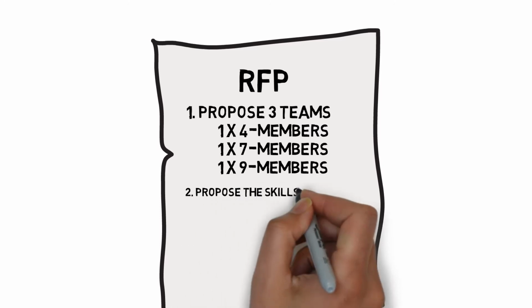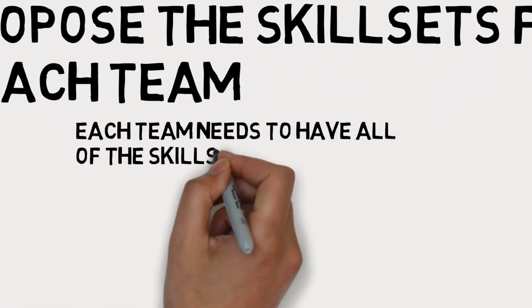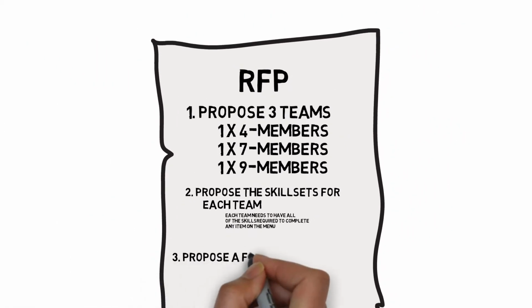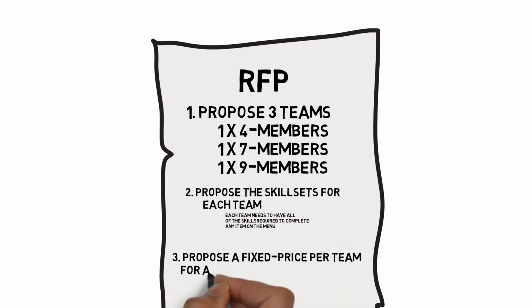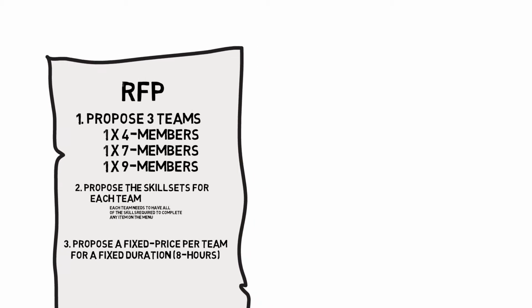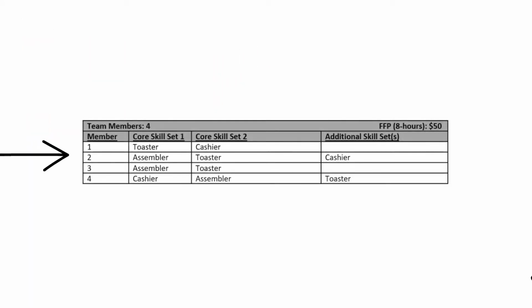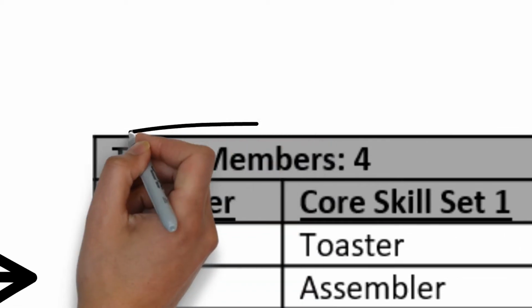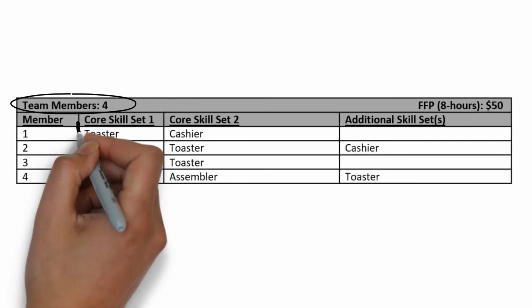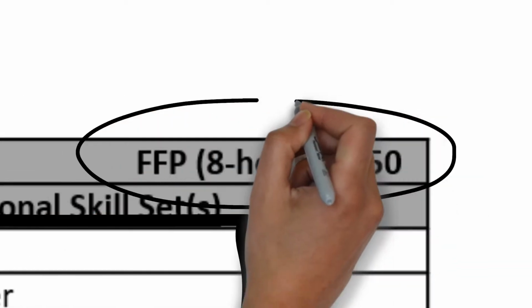Second, propose the skill sets each team will contain. Remember, each team needs to have all the skills required to complete any item on the menu. And finally, propose a fixed price for each team for a fixed duration. In our example, we will use 8 hours for the fixed duration. Given this information in the RFP, an offeror may provide a table looking something like this. Here we see this table is a team of 4 members, and it outlines a skill set each team member is expected to have and the total cost for each team for an 8-hour period.